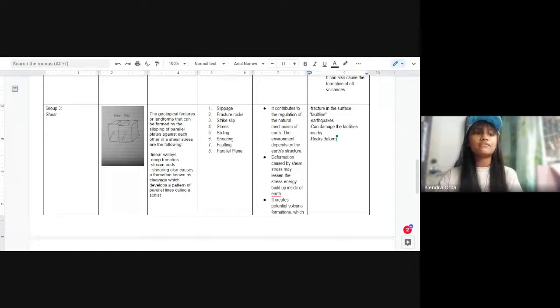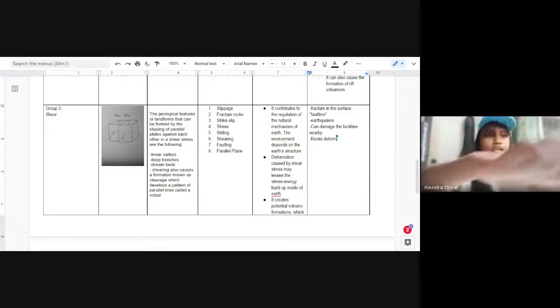And for the negative effects of shear stress, it has fracture in the surface called fault line. And of course, it can cause also earthquakes. And it can damage the facilities nearby where the shear stress occurs. And the last, there's a rock deformation. That's all. Thank you.